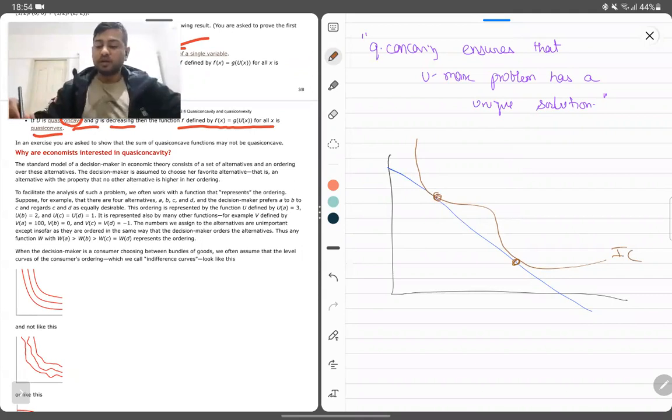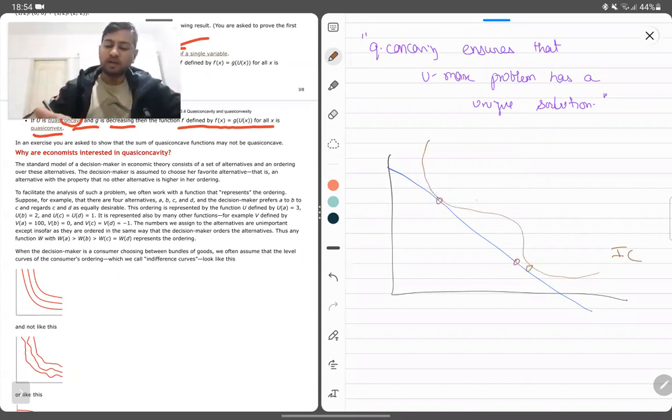Right. Similarly, okay, by the way, why is this not quasi-concave? Because if I connect these 2 points, then the line segment lies below. I want line segments to lie above. So that's why this is not quasi-concave. Anyway, coming back.